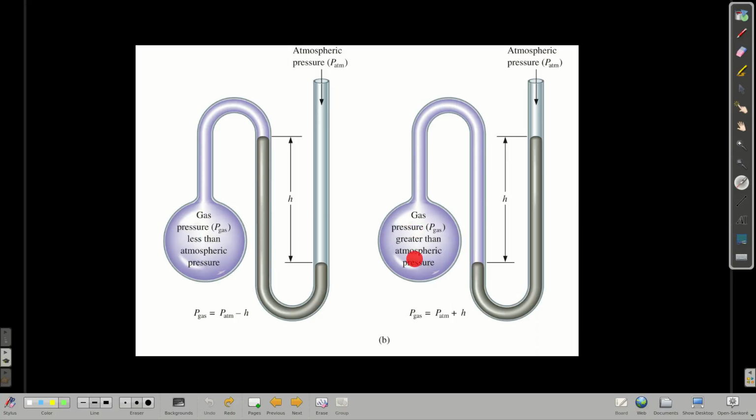On the other hand, if the pressure in here is greater than atmospheric pressure, the gas in here will push this column of mercury down farther on this side, and so the pressure of the gas inside here will be equal to the atmospheric pressure plus the height, the difference between here and here.